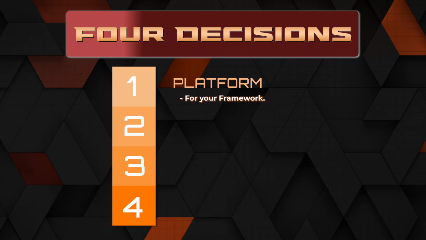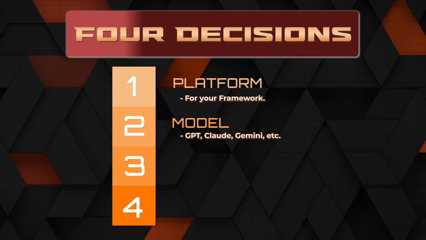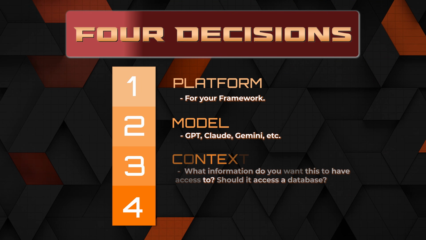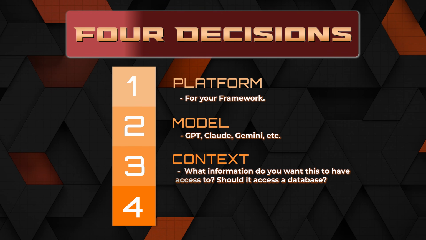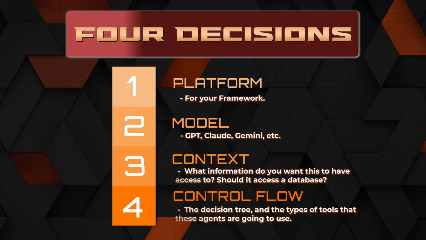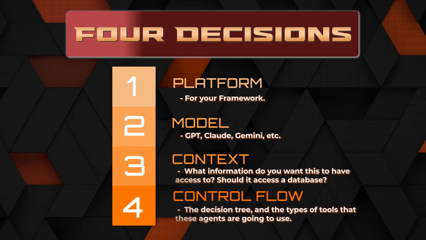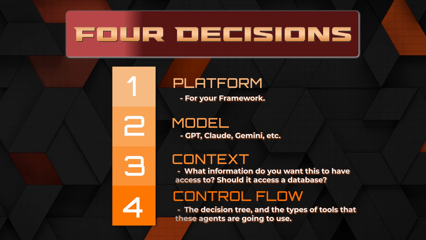Okay, so no matter which tier you pick here, you're always going to be making pretty much the same decisions when you build an agent. You pick your platform or framework, you pick a model, like GPT, Claude, Gemini, whatever, you engineer the context, so what information do you want this to have access to, should it have access to a database, and then lastly, you define the control flow, the decision tree, and the types of tools that these agents are going to see. Okay, so if you keep that in your head, you're going to be able to build agents in pretty much any platform because those are really the key decisions that you're making.